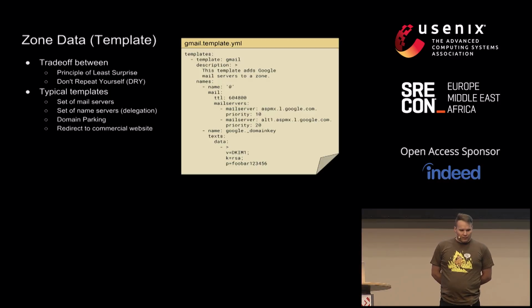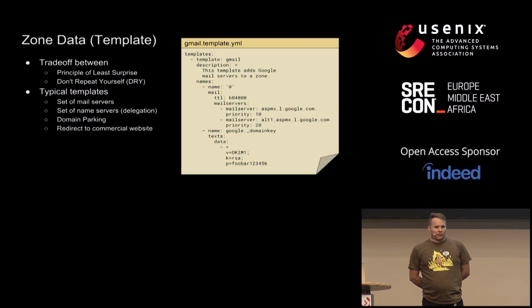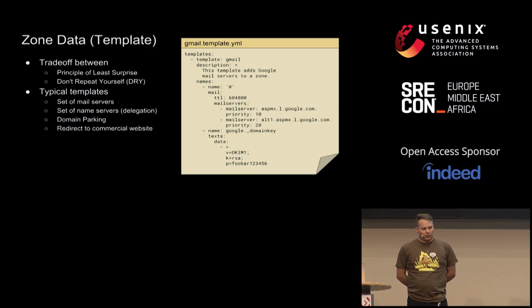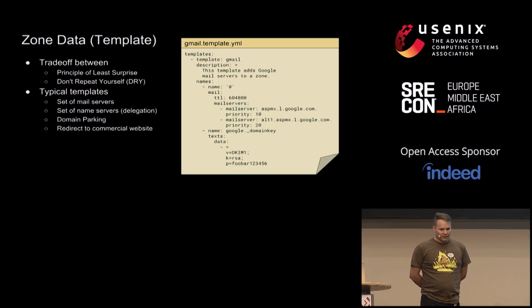The other principle that I like is don't repeat yourself. If I have 200 domains and all of these domains are handled by Google Mail, then I definitely don't want to put my whole set of name servers in every configuration file, especially if I want to change something. So the trade-off between those two principles is where the templates live. And we decided to go with small templates for logically bounded things like a set of mail servers, a set of name servers, or putting a domain into parking mode or something like that.